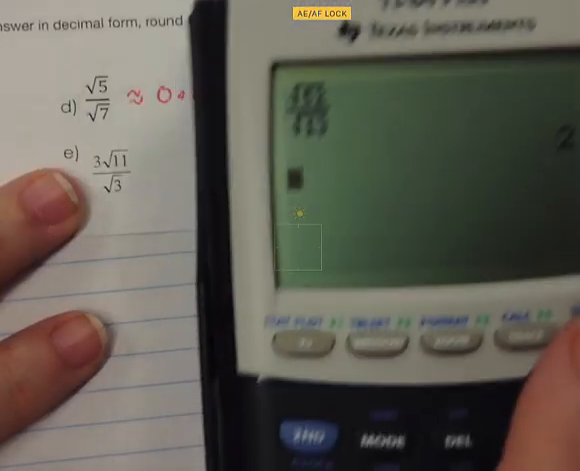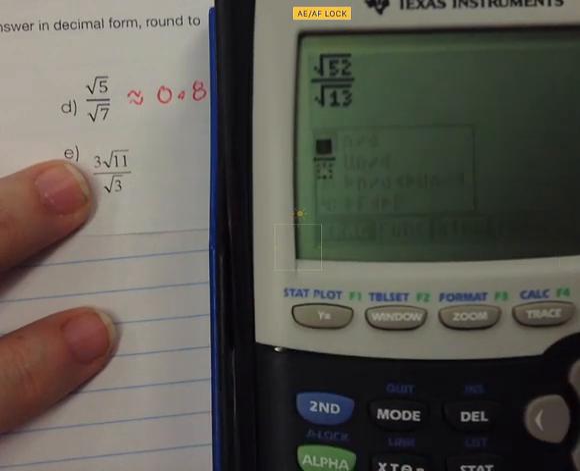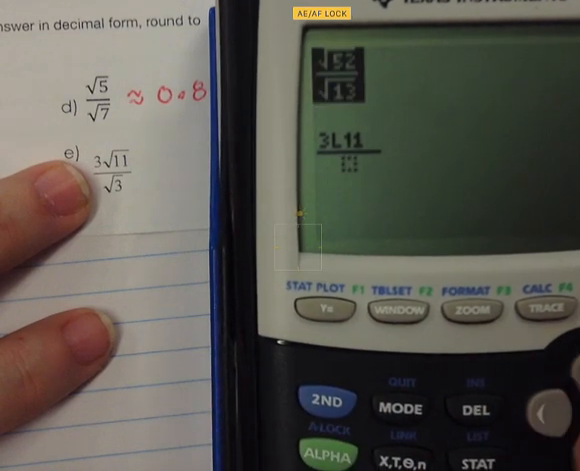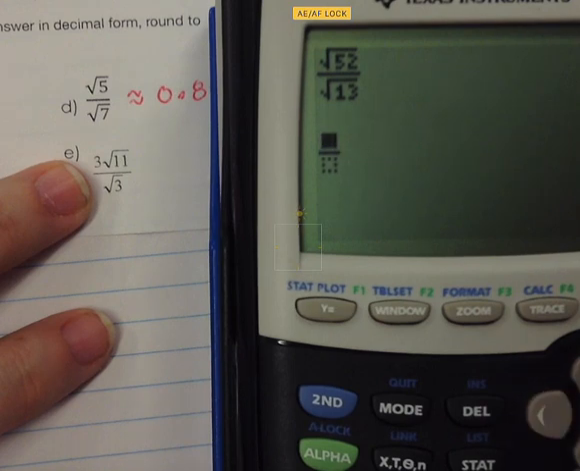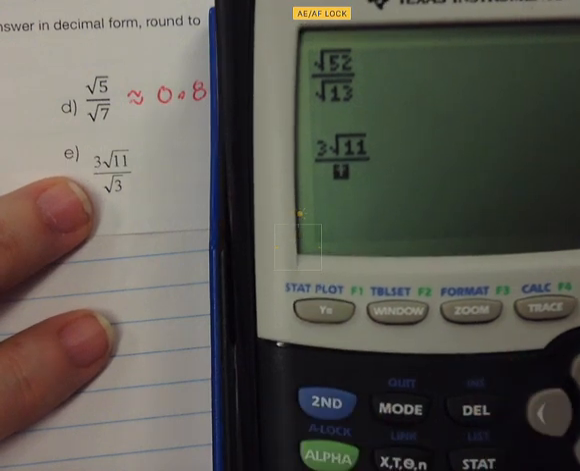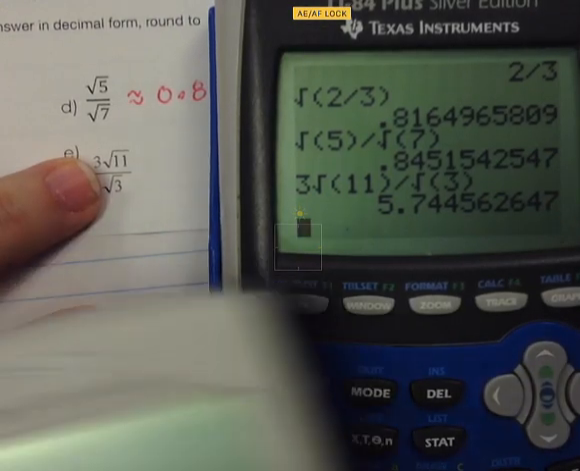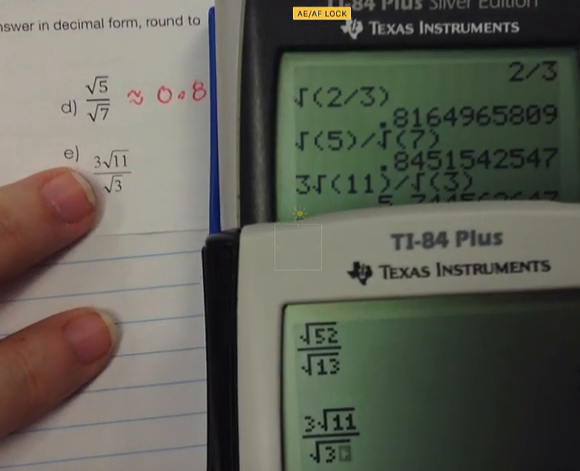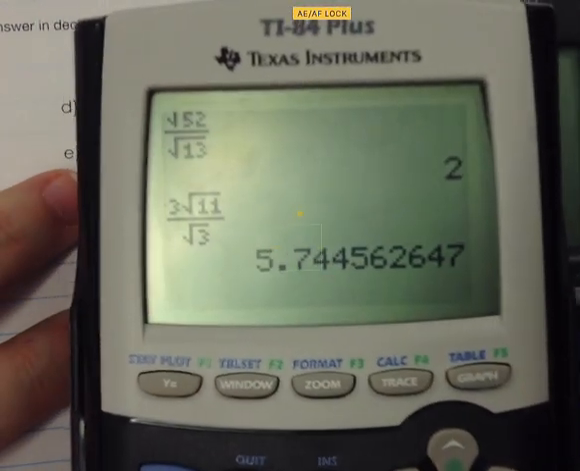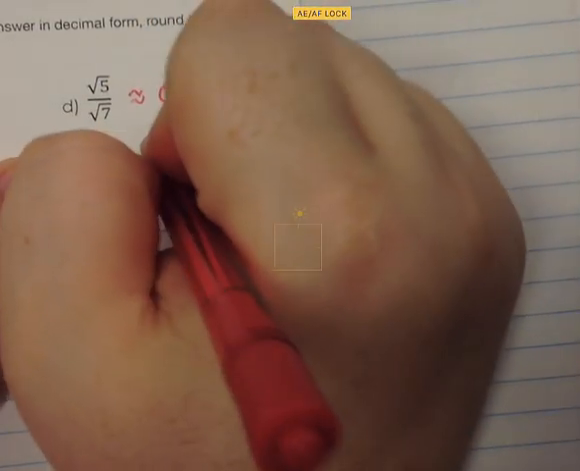Now, on the newer calculator, it's actually a little bit easier to see this. If you go to alpha, y equals, you can do your 3 square root of 11, and then on the bottom, the square root of 3. So it actually makes it look like this exact same, because this one with the parentheses makes it look a little different, but on the newer calculators, you can actually see it as a fraction, and you get the exact same answer though, 5 and 74 hundredths. So our answer is approximately 5 and 74 hundredths.